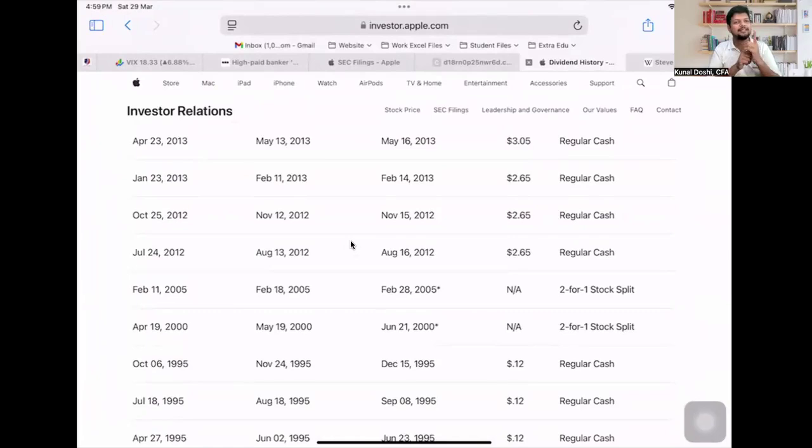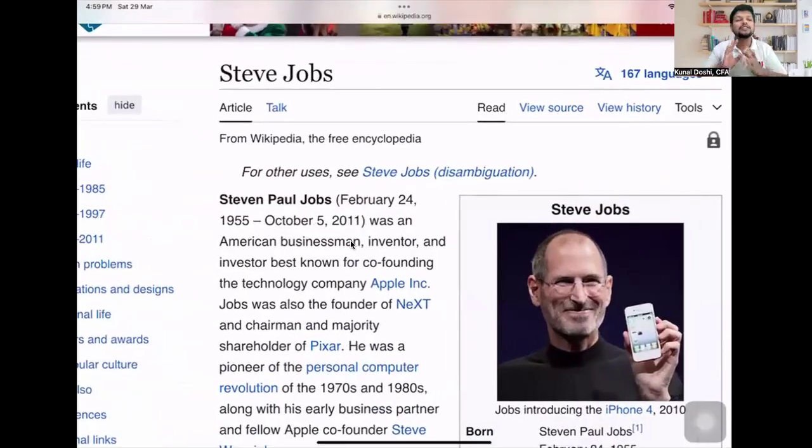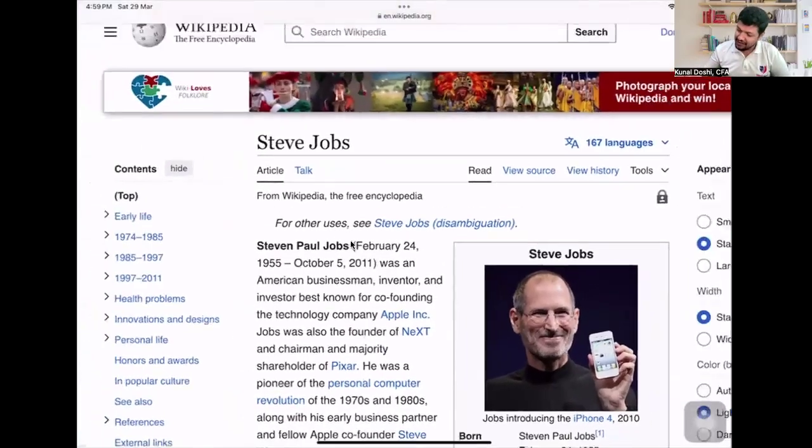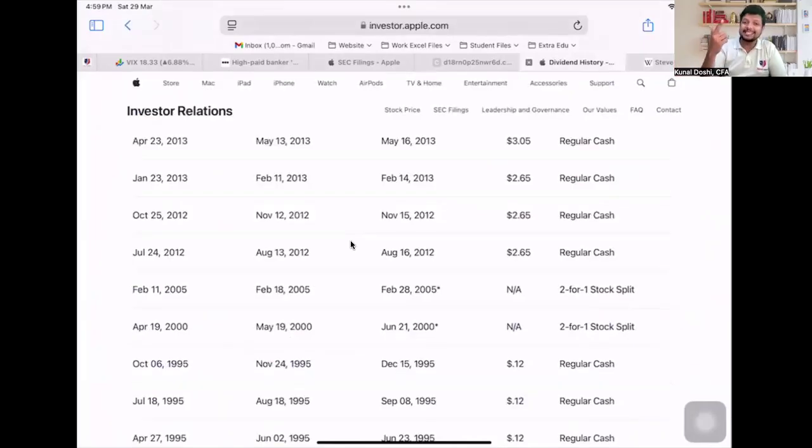Okay. Steve Jobs died in October 2011. Until then, with the way this guy was, he didn't believe in the company paying dividends. As soon as he died, from the next year, the company started paying dividends. Why? Because it succumbed to the shareholder pressure that said, pay dividend, pay dividend, pay dividend.